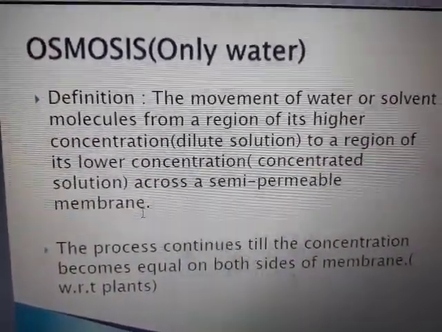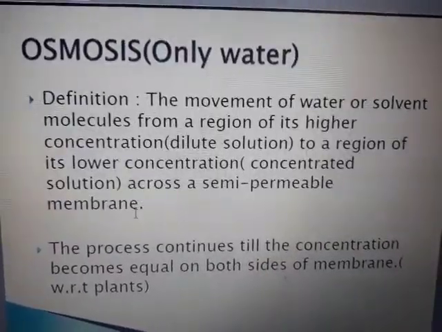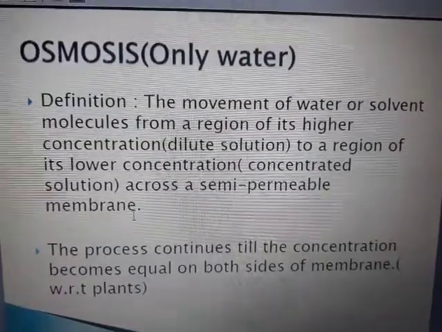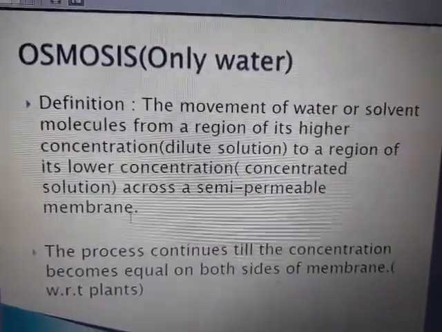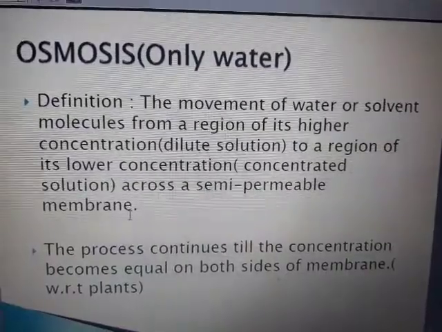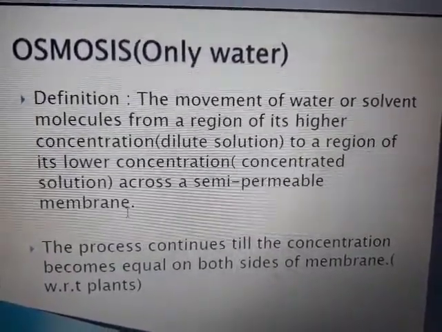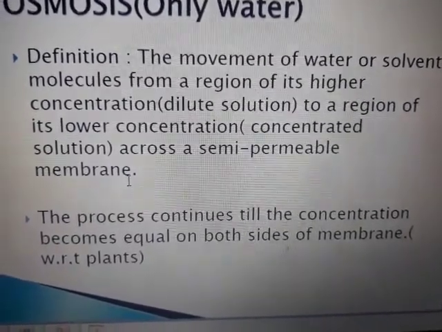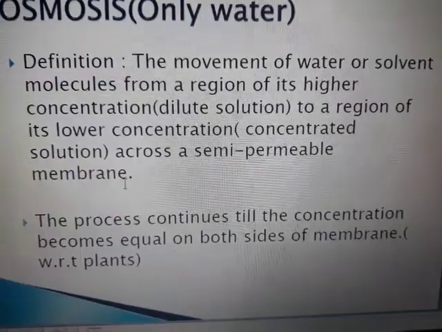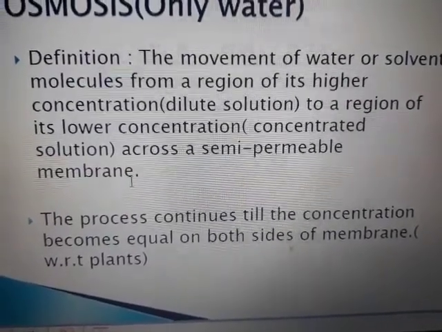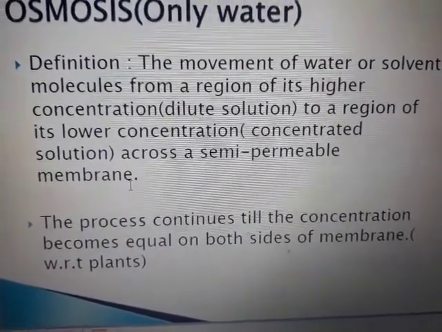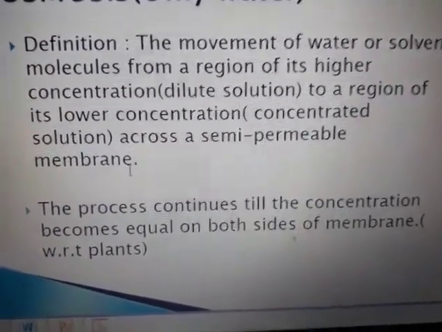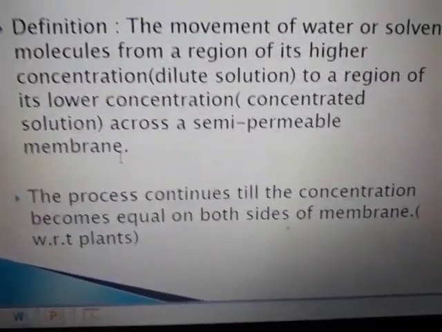Next process is osmosis. Please remember, it applies only to water. For the absorption of minerals, it is another process. You can say diffusion, or you can say active transport is the process used. Osmosis exclusively belongs to the absorption of water only. Osmosis is the movement of water or solvent molecules from a region of its higher concentration to a region of its lower concentration across a semi-permeable membrane. We are going to see what a semi-permeable membrane is. This process also will continue till the concentration becomes equal on both sides of the membrane.